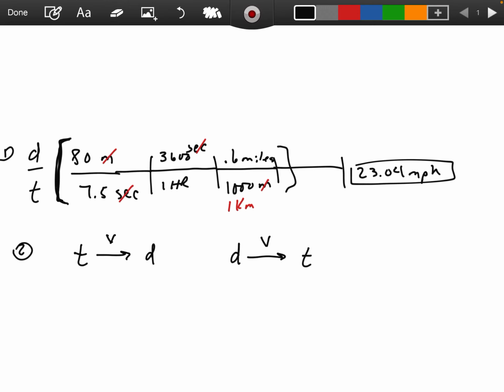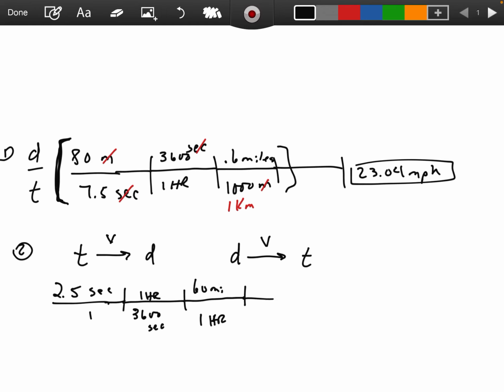So you were given a time, so we're going to start with time, 2.5 seconds over 1, just to remind you that it's in the numerator. A number or a measurement by itself is in the numerator. And my velocity or speed is 60 miles per hour, so I've got to change my seconds to hours. So that's 3,600 seconds is 1 hour. And now I can use my speed, 60 miles per hour, and then I want to know feet, and you have a conversion for feet. 1 mile is 5,280 feet.